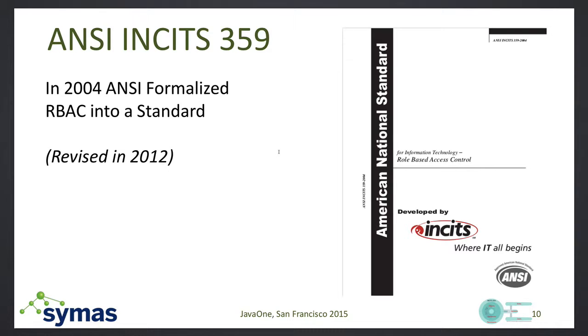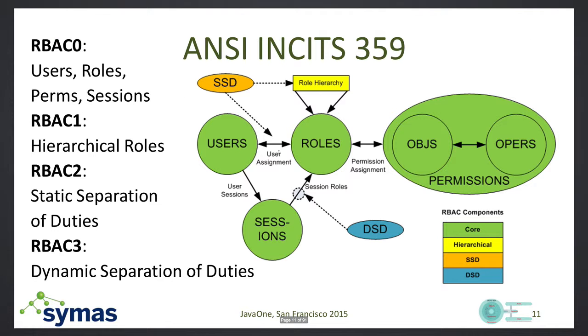Here is a copy of the specification, INCITS 359. And it outlines security in 4 areas. RBAC 0, known as the core, and that's the base that any system must have in order to be deemed RBAC compliant. And that's users, roles, permissions, and most important, sessions. Sessions are the context for which roles are activated.